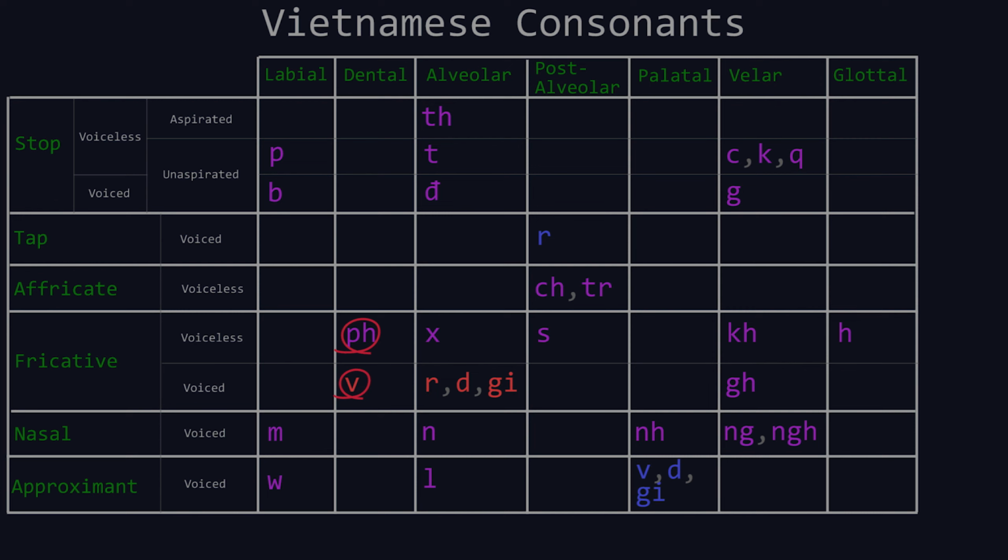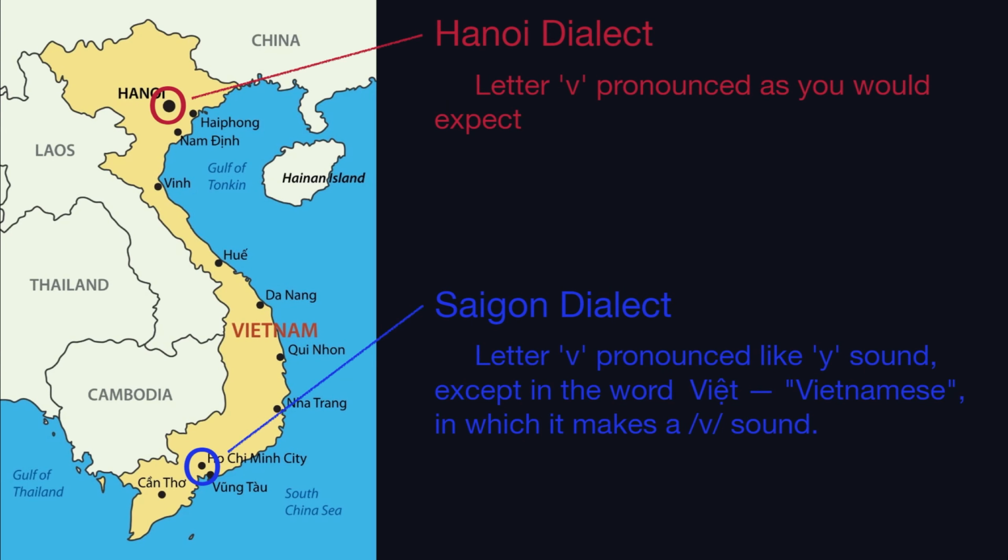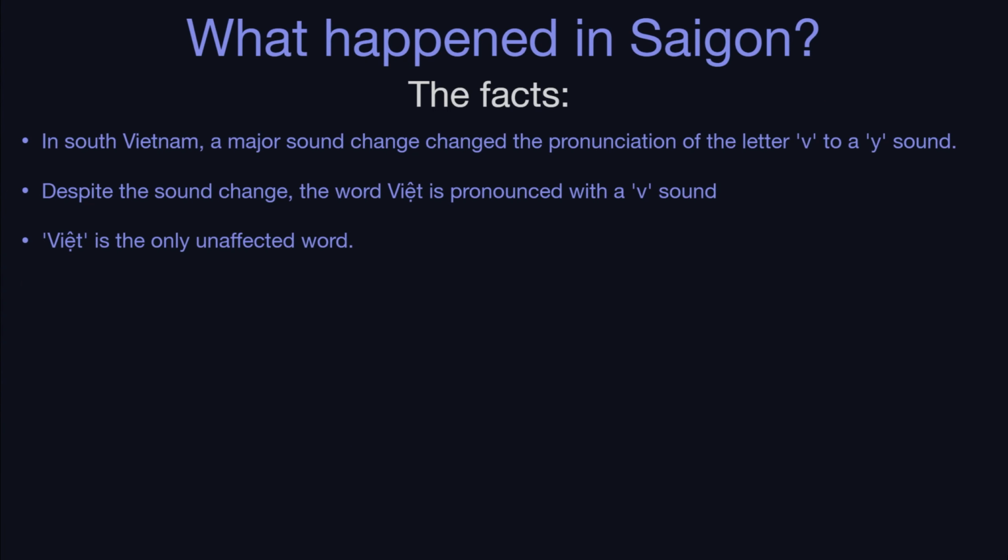One thing I'd point out, though, is that the V is in red, meaning it only reflects the Hanoi pronunciation. Or, at least, that's mostly true. Here's the thing. In the north, the letter V always makes a V sound. This is normal, this is expected, nothing special is going on here. However, if you go to the south, you'll notice that the letter V makes the Y sound in every word except the word Viet. And this is pretty unusual because typically, when you have a sound change, it should apply consistently across the whole language. So having an exception like this is just kind of unexpected.